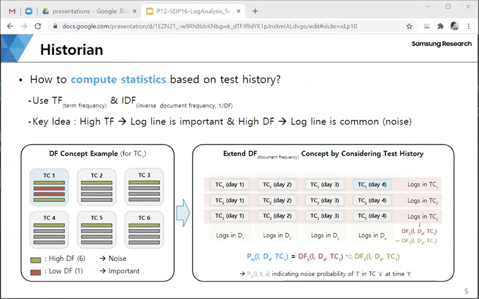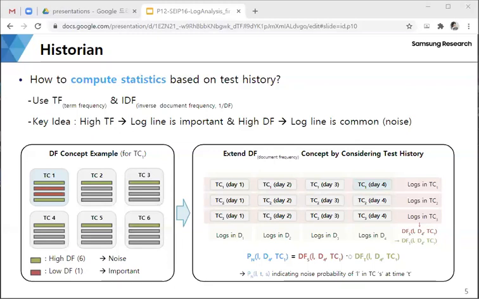Basically, we use the idea of TF-IDF, which is a popular algorithm in data mining. Simply explaining, TF computes a statistical value of how important a particular word is in a particular document by counting occurrences. And IDF computes a statistical value for how few occurrences a specific word has in a group of documents. On this idea, we consider each log line as a word, the set of log lines generated during a test scenario execution as a document, and the group of log files as a document group. And then we compute importance and score based on statistics.